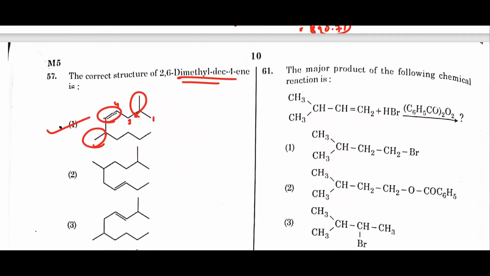Question number 61. HBr and peroxide is given in the arrow. So based on this, you can say it is the anti-Markovnikov's rule. According to the anti-Markovnikov's rule, the negative part of the species goes and attacks the carbon having more number of hydrogens, and hydrogen goes and attacks here.